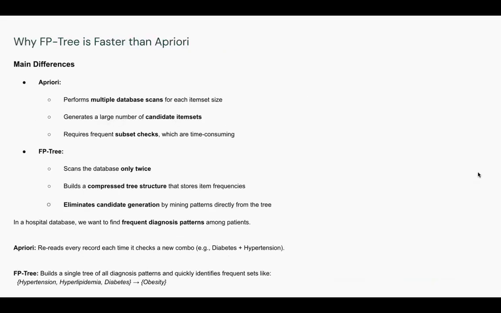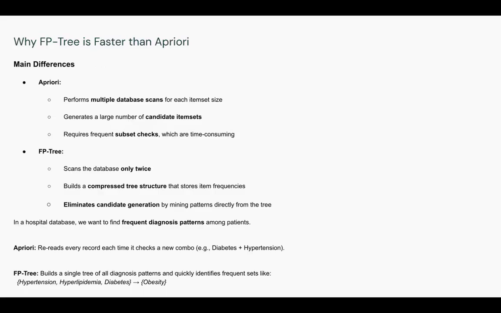This was one of the next questions, and it talks about why FP tree is faster than Apriori. In this slide, I'd like to explain that Apriori repeatedly scans the database for each item set size, which makes it slow, especially with large data sets like ours. FP tree, on the other hand, scans the database only twice and builds a compressed tree that stores item frequencies. This tree structure eliminates the need to generate candidate item sets, making it much more efficient.